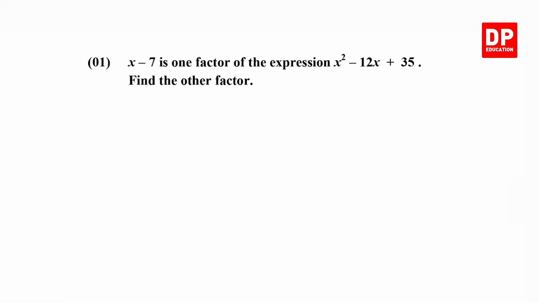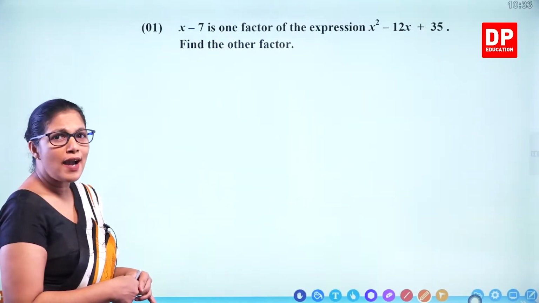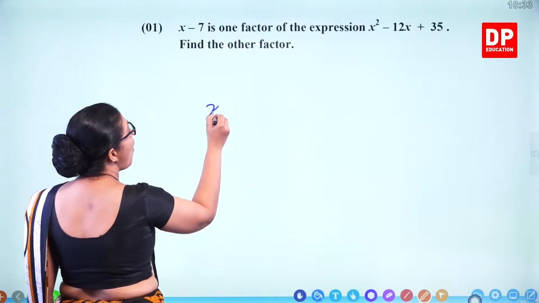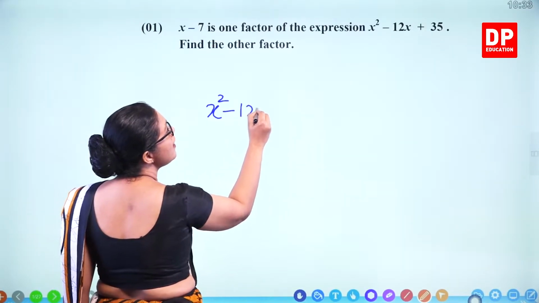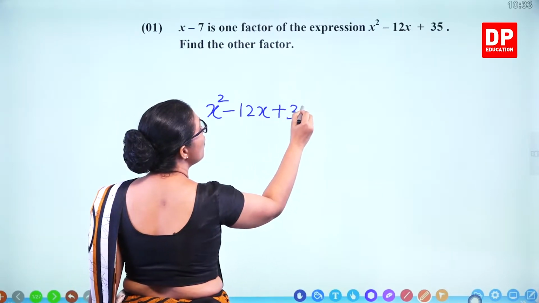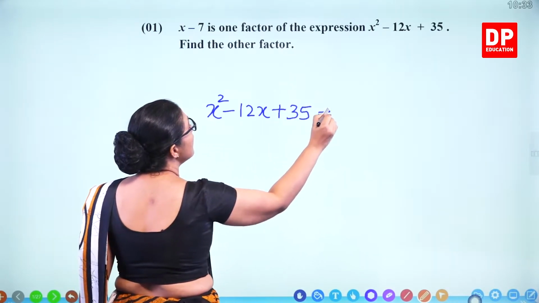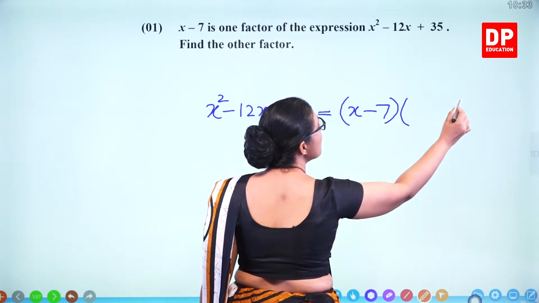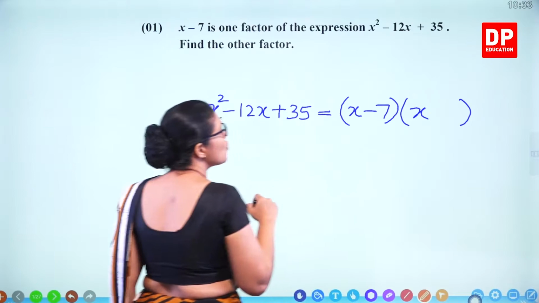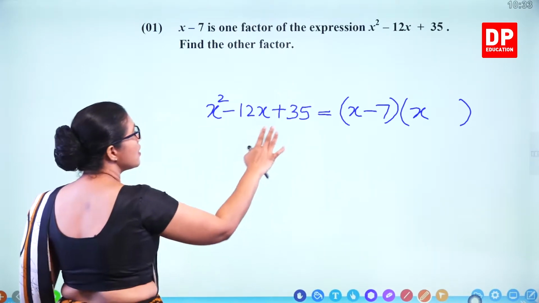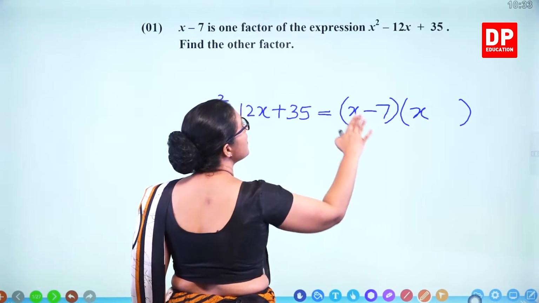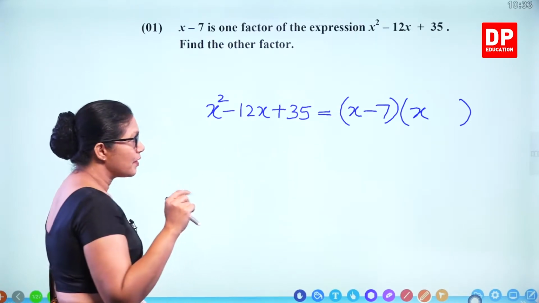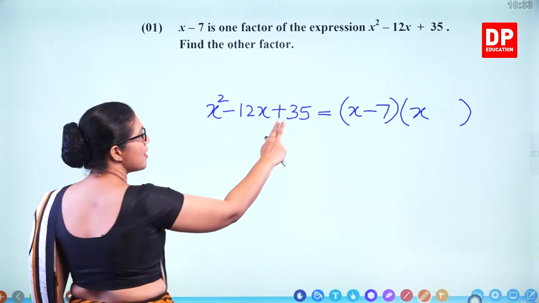x minus 7 is one factor of the expression x squared minus 12x plus 35. Find the other factor. It's already given, so you don't need to factorize like before. You can use a short method to find the other factor. x minus 7 is one factor. Look at the last term, 35.